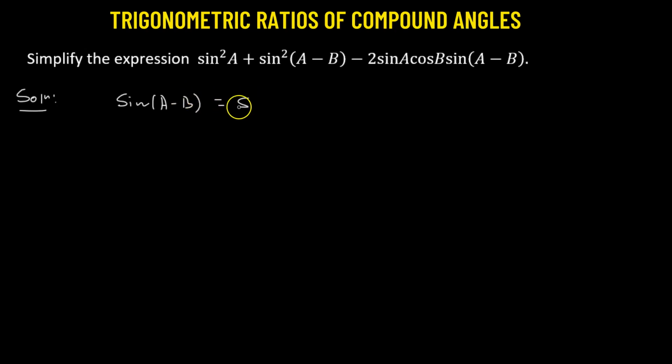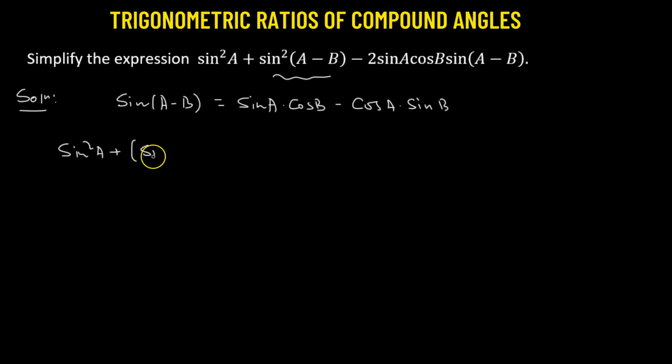So sine of a minus b, that's a standard form. We have sine of a times cosine of b minus cosine of a multiplied by sine of angle b. Now that means we can rewrite our given expression as sine squared a plus, in place of sine squared a minus b, we're going to rewrite it as sine of a times cosine of b minus cosine of a times sine of b, and then square it.